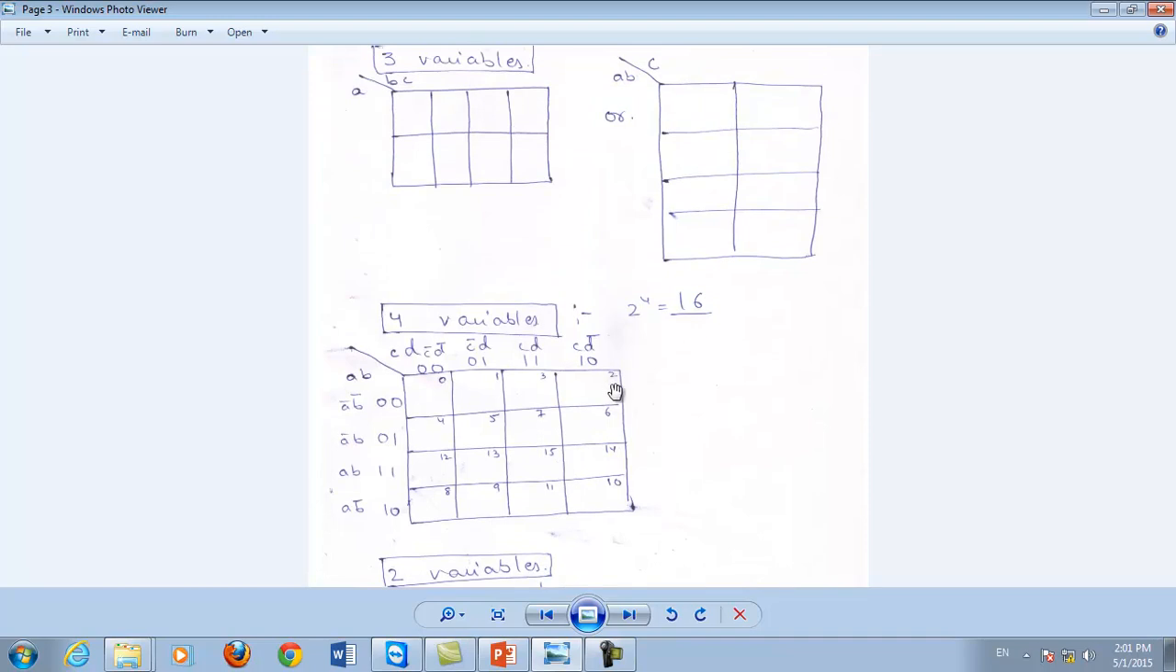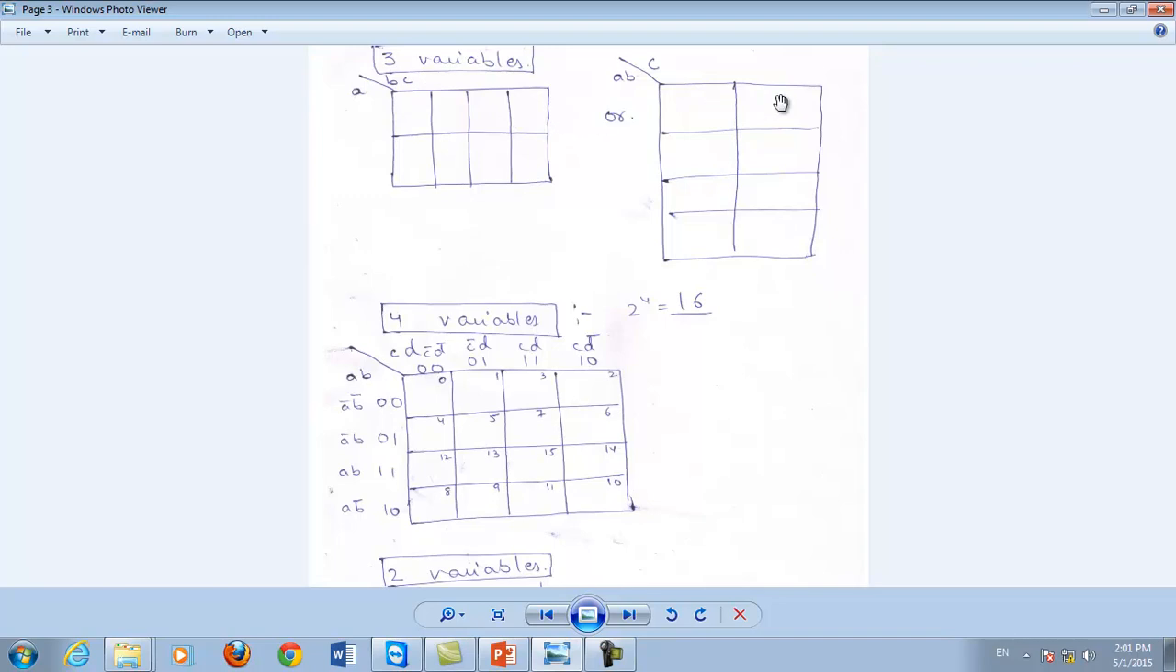In case of 3 variables, there are 2 rows. 2 rows means 2 raised to power 1. It means there will be 1 variable to represent rows. The first row is for A complement and the second row is for A. And for columns, there are a total of 4 columns. 4 columns means 2 raised to power 2. It means there will be a total of 2 variables for the columns in case of 3 variables. The 2 variables will be B and C.